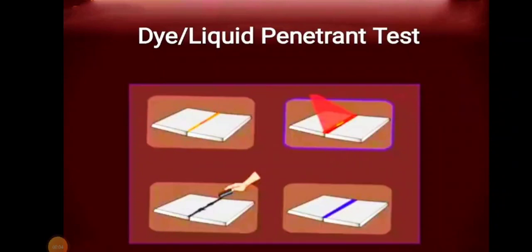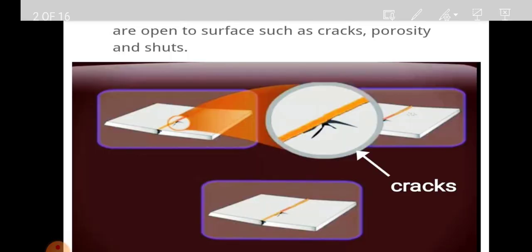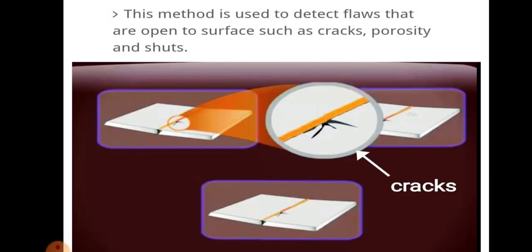Today we will be discussing the dye penetrant test, or liquid penetrant test. Okay, let's discuss this topic in detail. This is one of the parts of non-destructive testing. This method is used to detect flaws that are open to the surface, such as cracks, porosity and cold shuts.